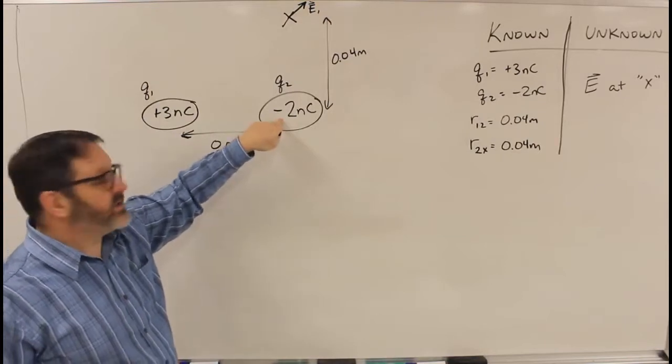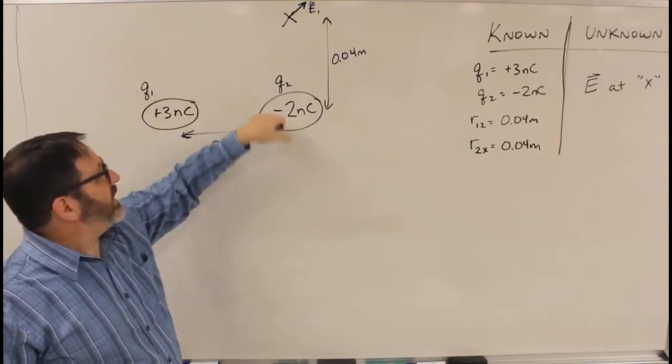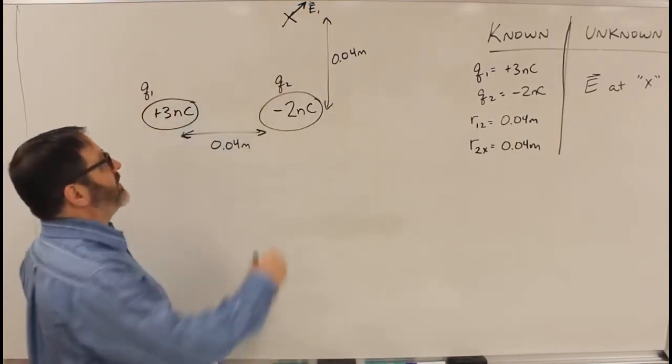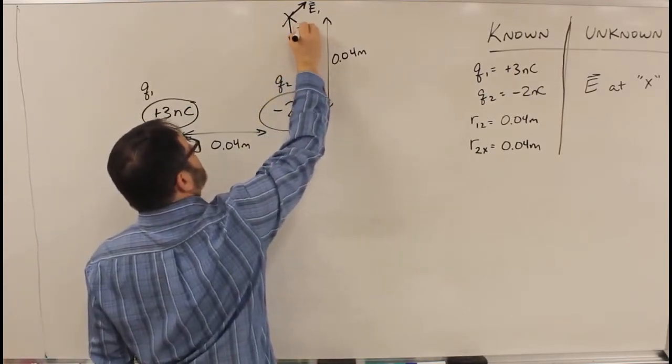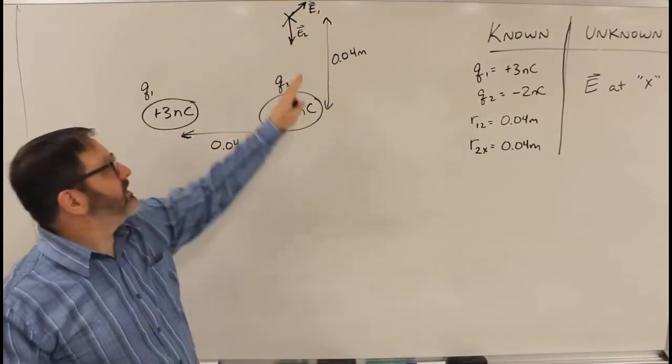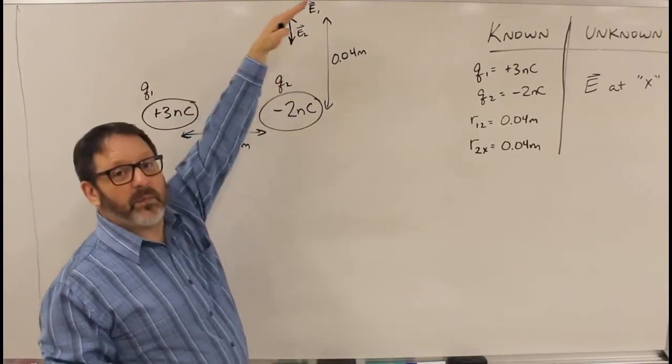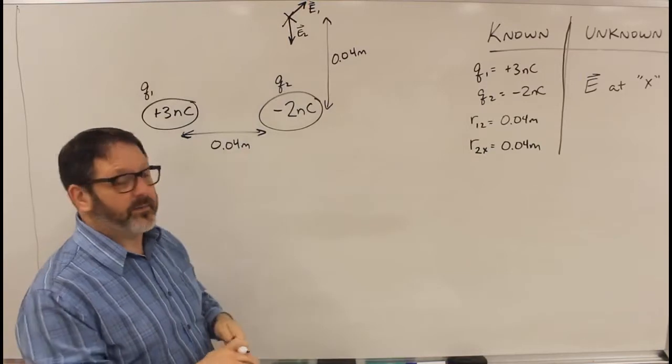This minus charge, if I ignore the plus one, the minus would have an E field pointing down at that point, pointing in toward the minus charge. So I see I'm going to have to deal with vector addition because one is up and to the right, the other one is straight down.